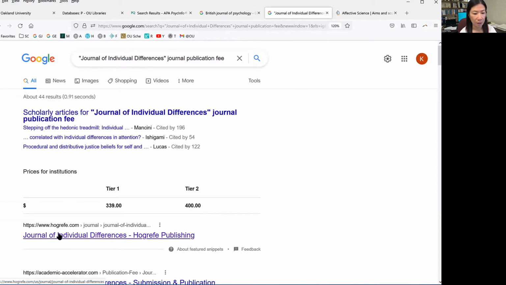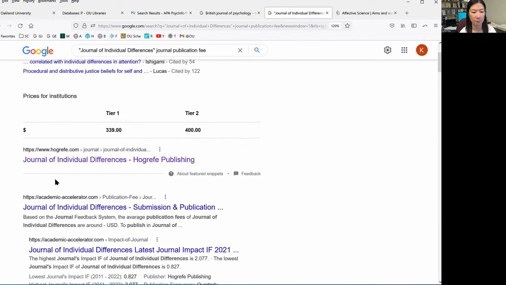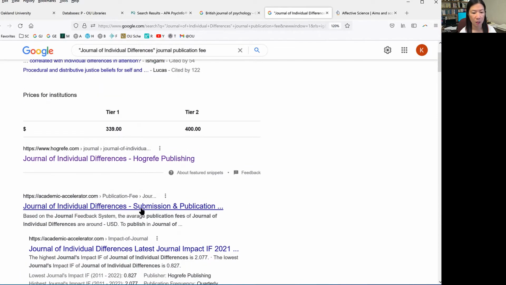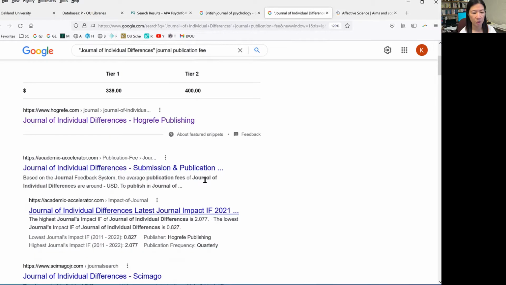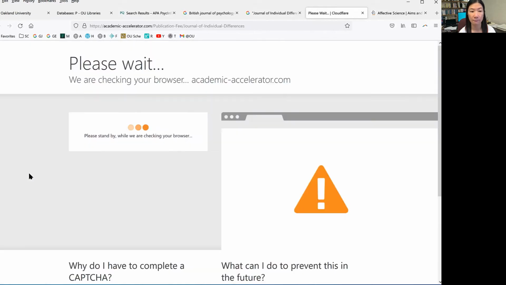Oh, maybe prices for institutions. So I don't think it is. The average publication fees around submission, publication. Let me check.